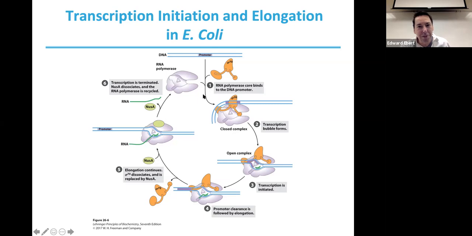A picture's worth 1,000 words. So here we are binding. We open this up, make our transcription bubble, allow our nucleotides to come in. We initiate transcription. We start, and you can see here we have a complementary sequence. In elongation, we start sliding along here and moving the mature mRNA out. Eventually, we get to our termination site, and then we release our RNA, and we fall off of the DNA strand as well, and then go back on and do this again.